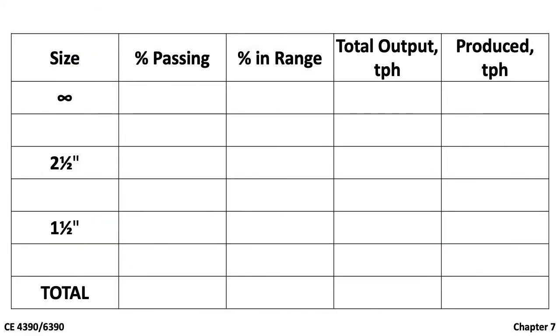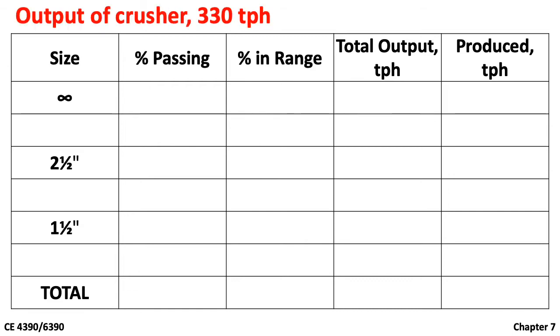Now, let's use this table to find the total production for each product size. Remember that the total output, as found earlier, is 330 tons per hour. In this table, the first column includes the screen sizes, which are infinity, a very large number, 2.5, and 1.5. In the second column, you need to find the percent passing. For infinity, it is 100% passing. At 2.5 inches, it is 64% as we found earlier, and 40% for 1.5 inches.